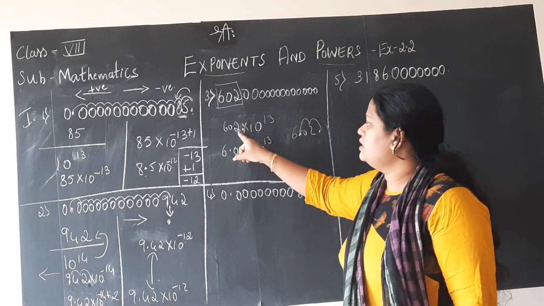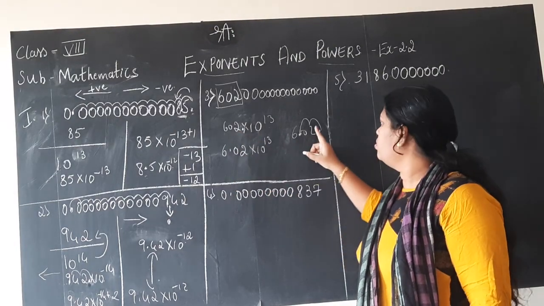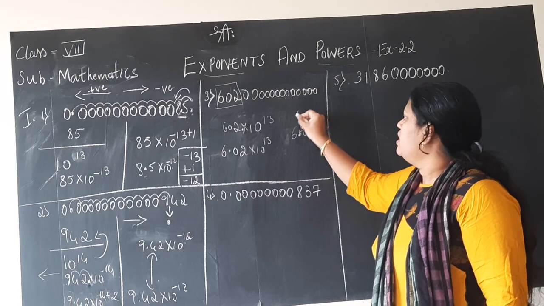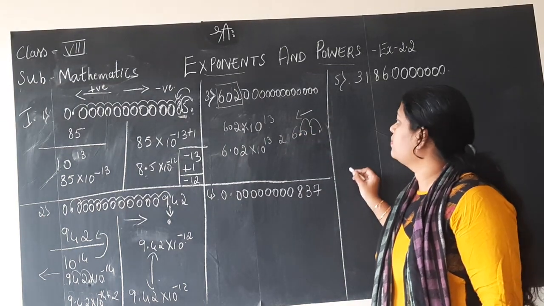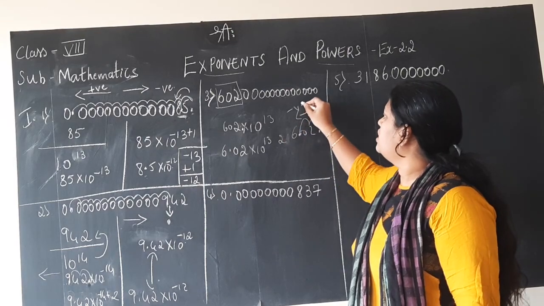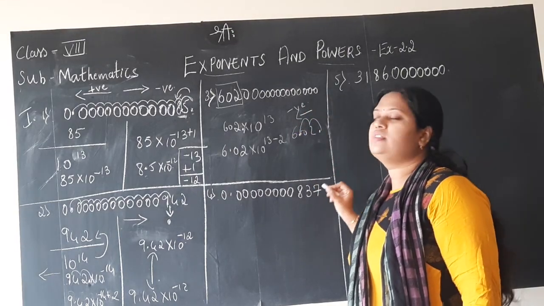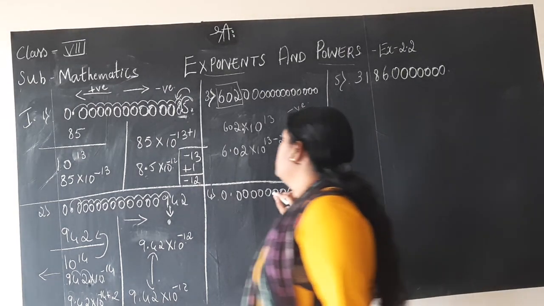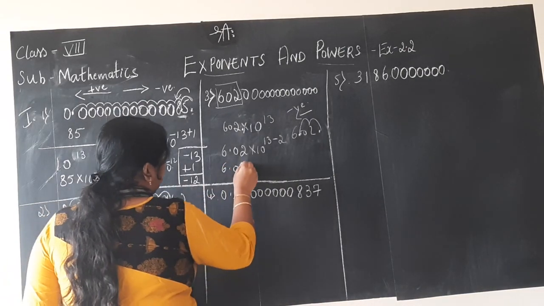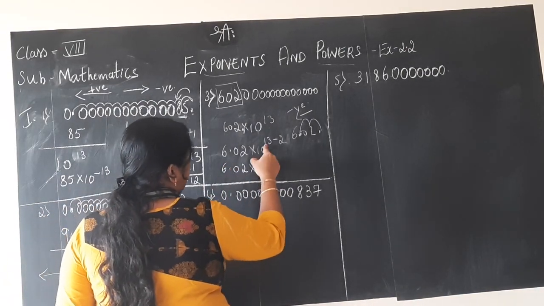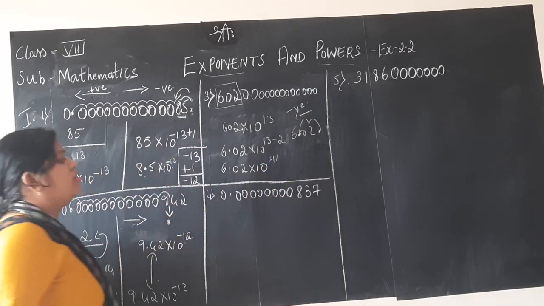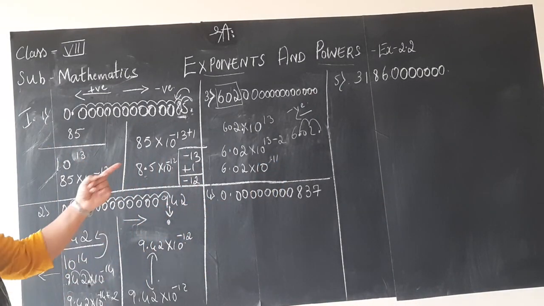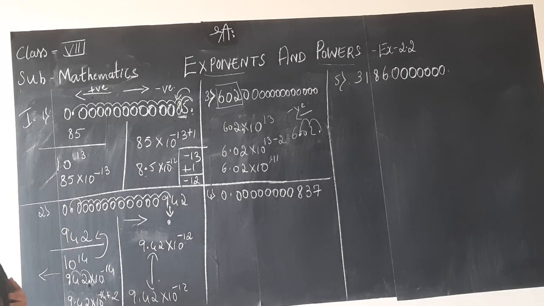In order to make 602 as 6.02, 2 decimal places I shifted. So how many decimal places? 2 decimal places. In the backward direction, which sign? Plus sign. So this is simply 6.02 into 10 to the power plus 13 minus 2, that is plus 11 or simply 11. Like this you should express.